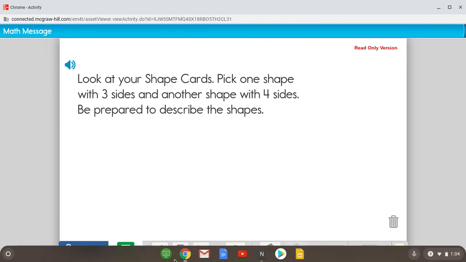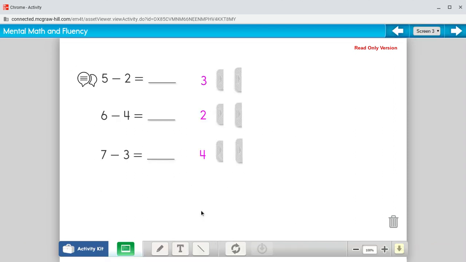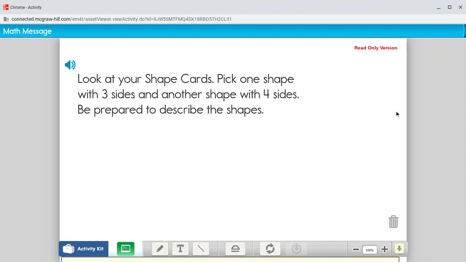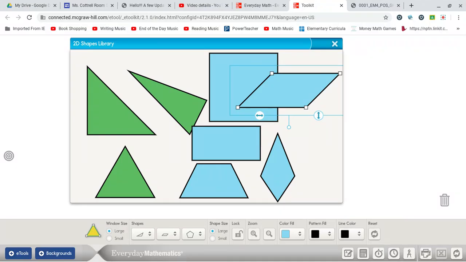Okay, so we took care of that, and now we're going to look at this. Oh, not that one. Been there. And we don't need that one anymore.